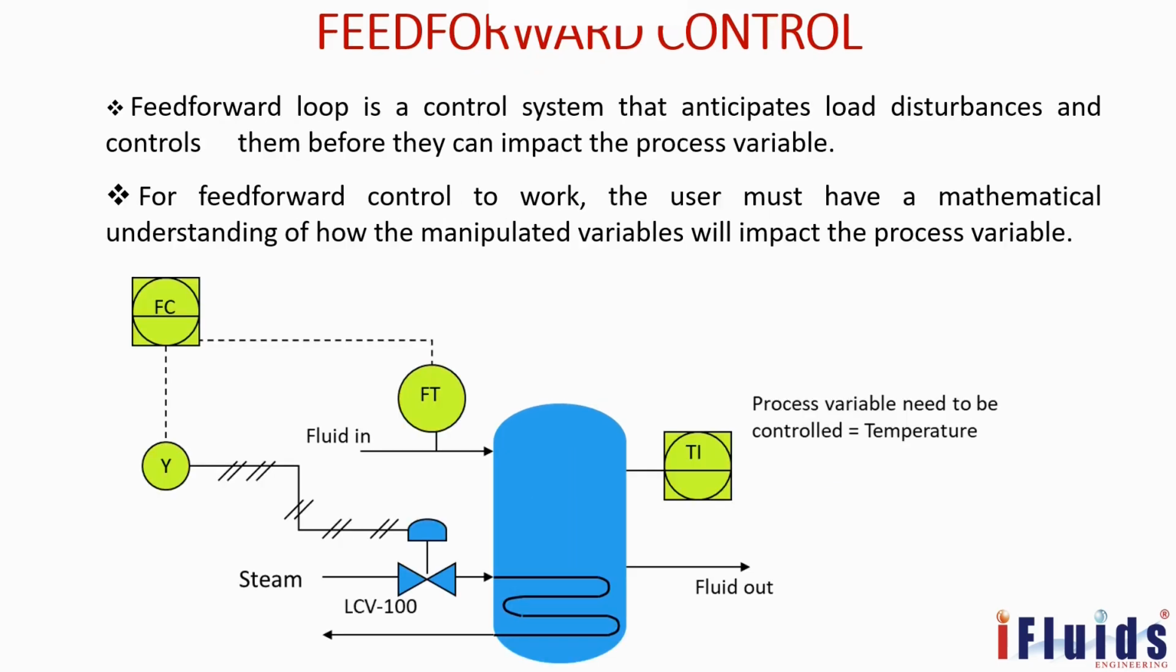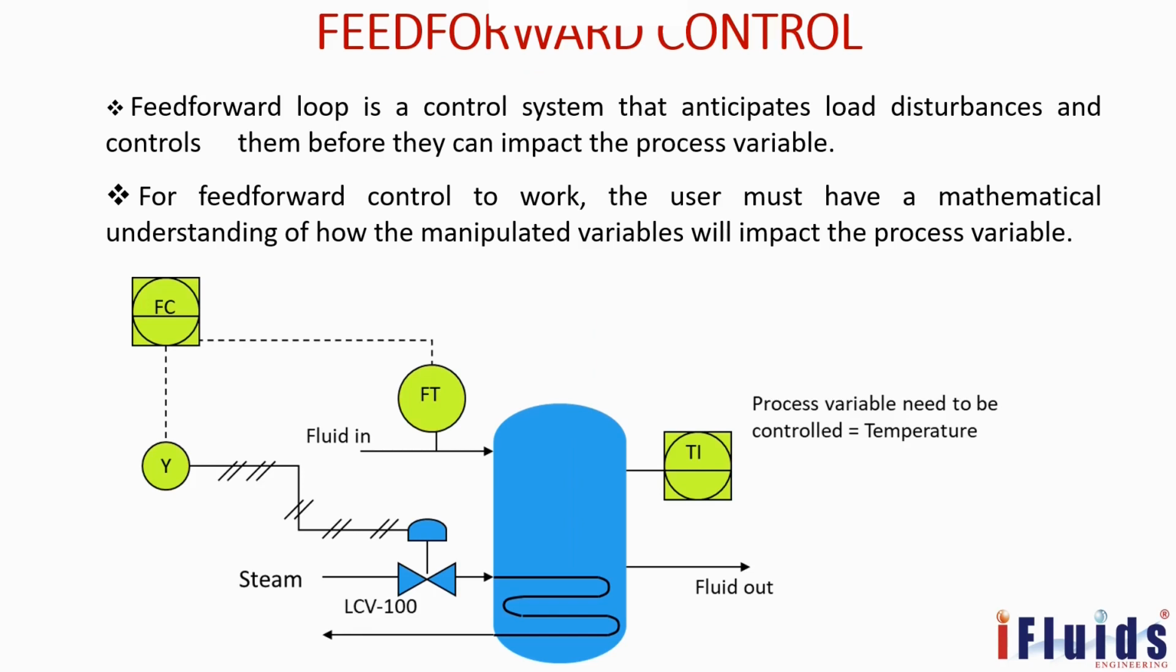And this is the feed forward control. A feed forward loop is a control system that anticipates load disturbances and controls them before they can impact the process variable. For feed forward control to work, the user must have a mathematical understanding of how the manipulated variables will impact the process variable. In this example, we are going to control the temperature of the water.